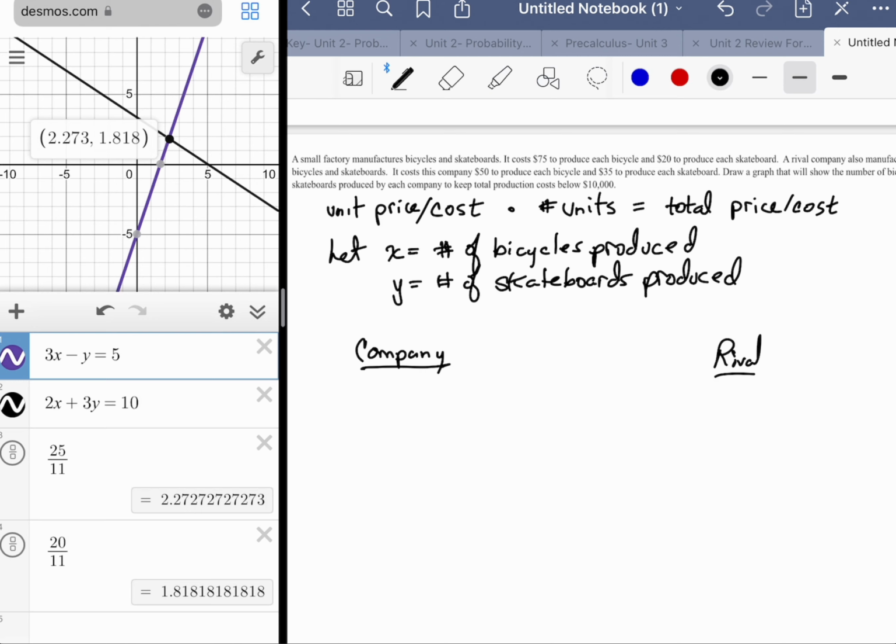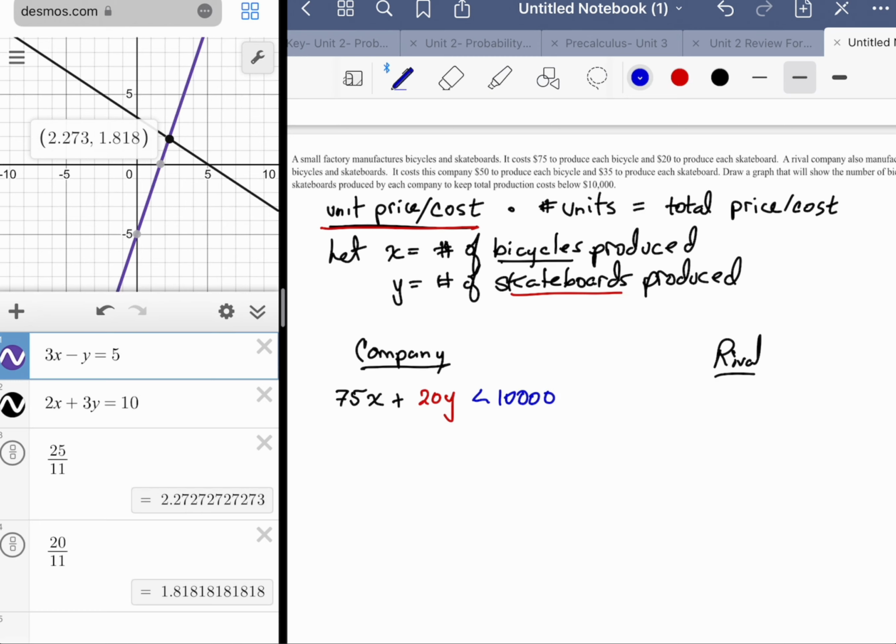All right, so for the first company, $75 is the unit price for bicycles. So 75 times the number of bicycles produced plus $20 multiplied by the number of skateboards produced. Now they want to keep the total production cost below 10,000. So less than 10,000. Right.